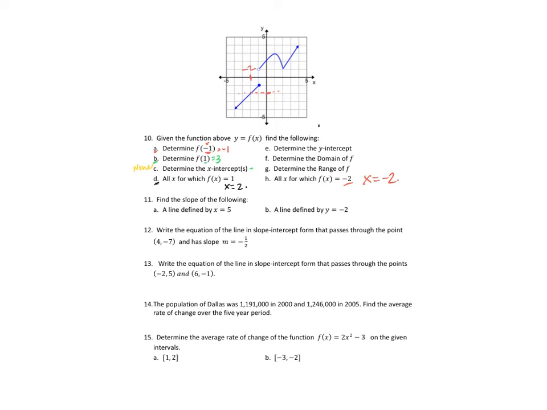All right, so the next one, I want to find the slope of the following. So the line defined by x equals 5, and so if I think about that line, if I go over here to x equals 5, that would be this line here. And the slope of that, we would say, is undefined, or we could say infinite slope. So we'll say undefined.